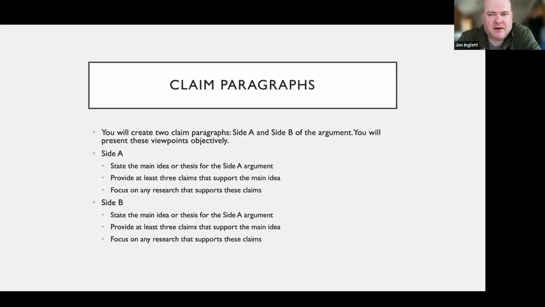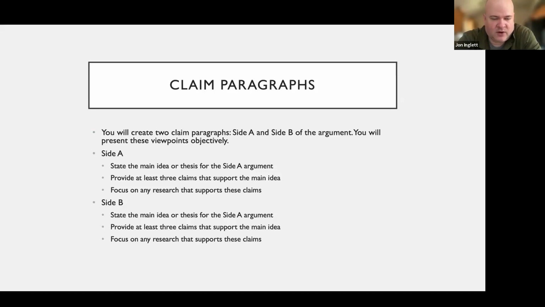Next will be your claim paragraphs. You will have two paragraphs, side A and side B of the argument. Typically, you have two sides, not a third side, but there could be a third side. Just focus on side A and side B. You will present these viewpoints objectively throughout the essay. So you'll have your introduction. After your introduction, you will go into side A.